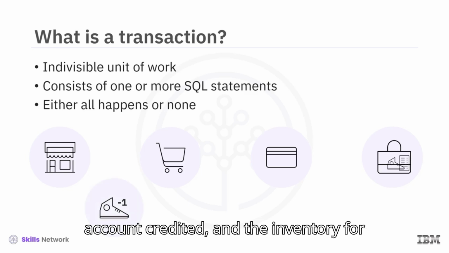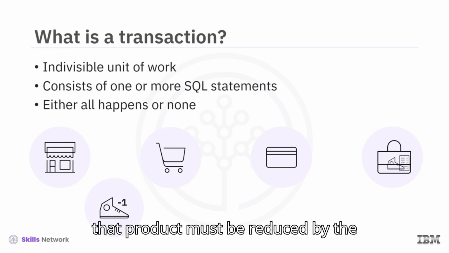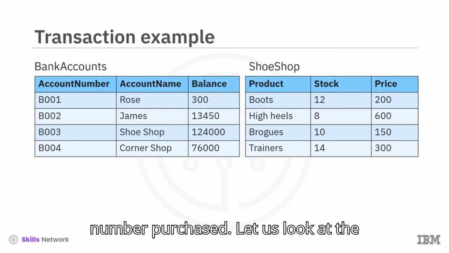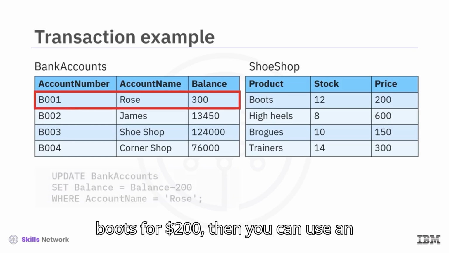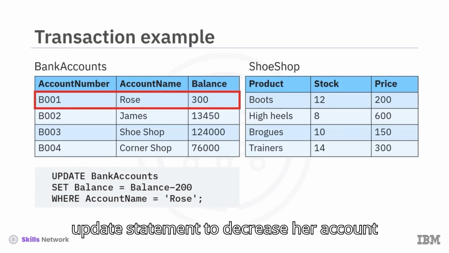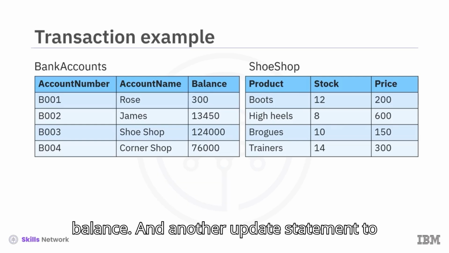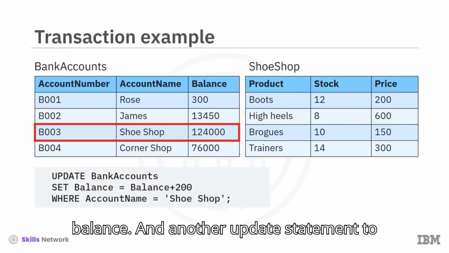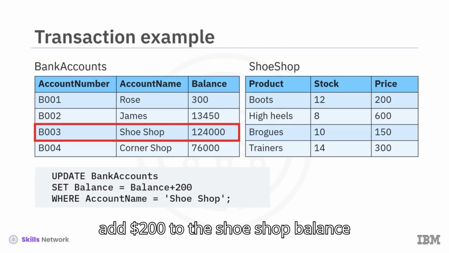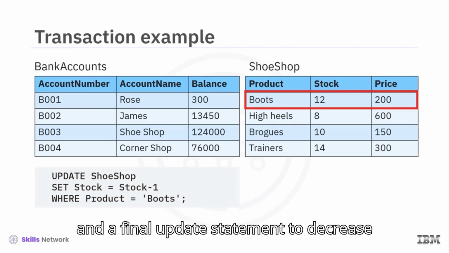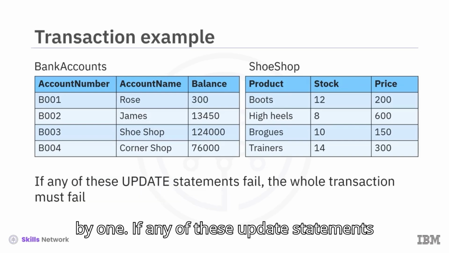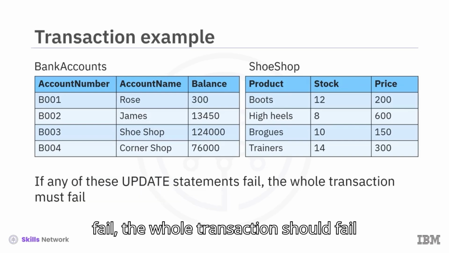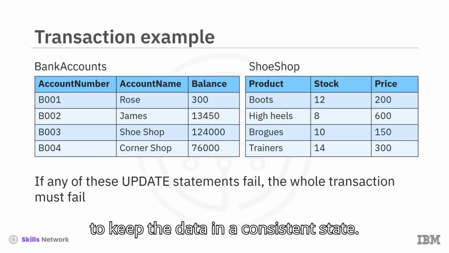And the inventory for that product must be reduced by the number purchased. Let us look at the example in more detail. If Rose buys boots for $200, then you can use an update statement to decrease her account balance, and another update statement to add $200 to the shoe shop balance, and a final update statement to decrease the stock level of boots at the shoe shop by 1. If any of these update statements fail, the whole transaction should fail to keep the data in a consistent state.